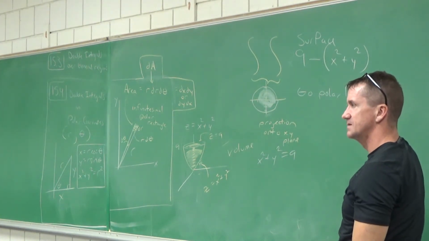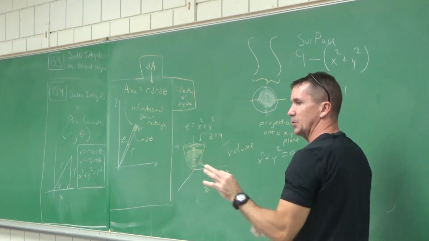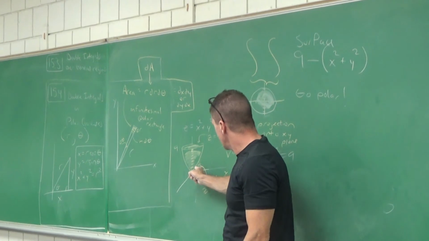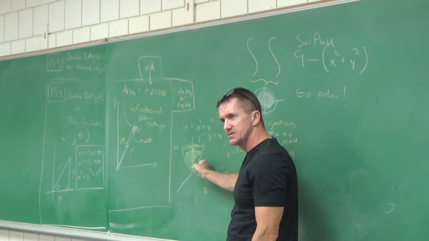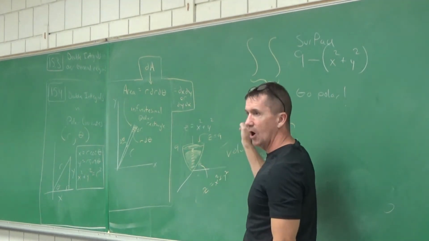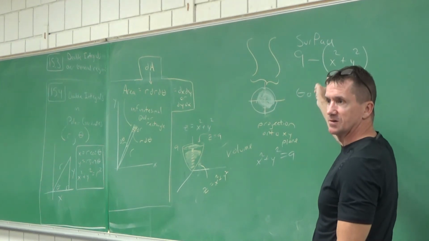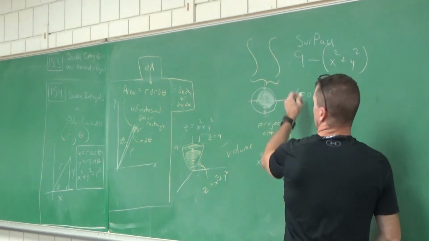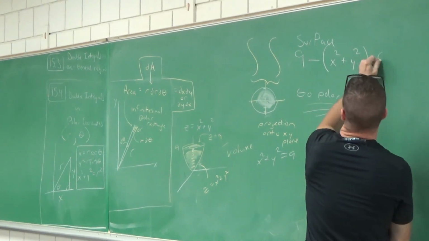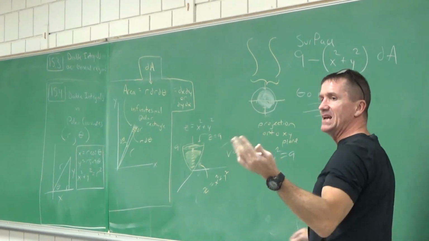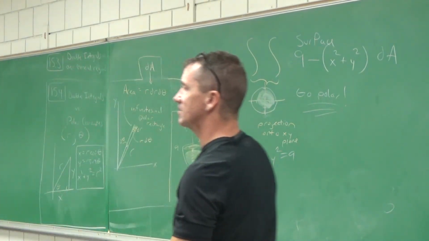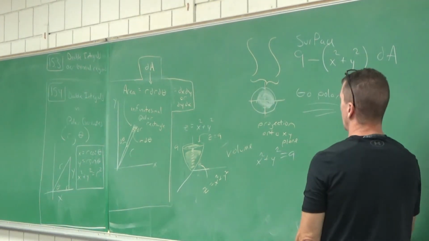Does that make sense? And if you want to make a comparison and put it in your notes, if you were getting the volume underneath this surface, over that region, this would have just said x squared plus y squared, because that's that actual surface. Now, are you ready to go polar? Here, I'll just put a dA here. dA means you can stay Cartesian, or you can go polar. Let's go polar. What would this turn into?